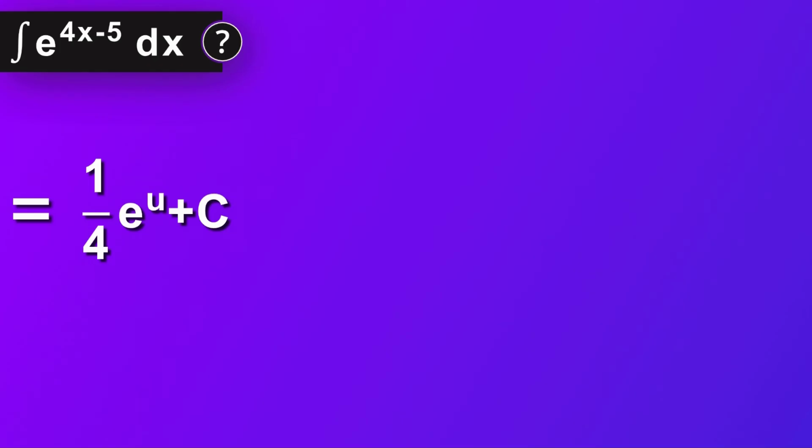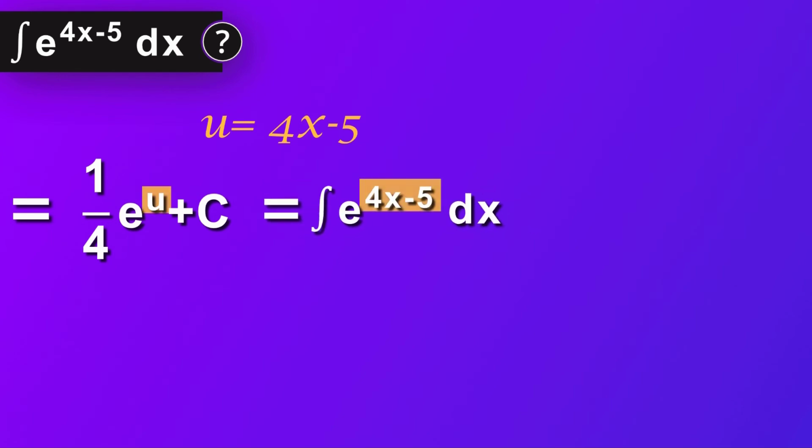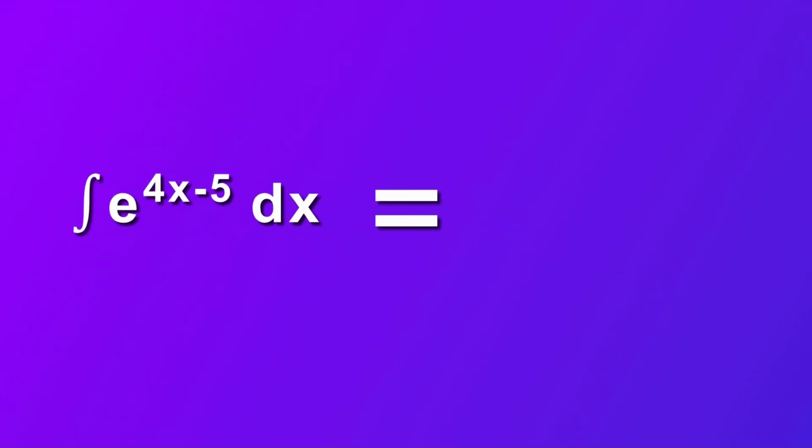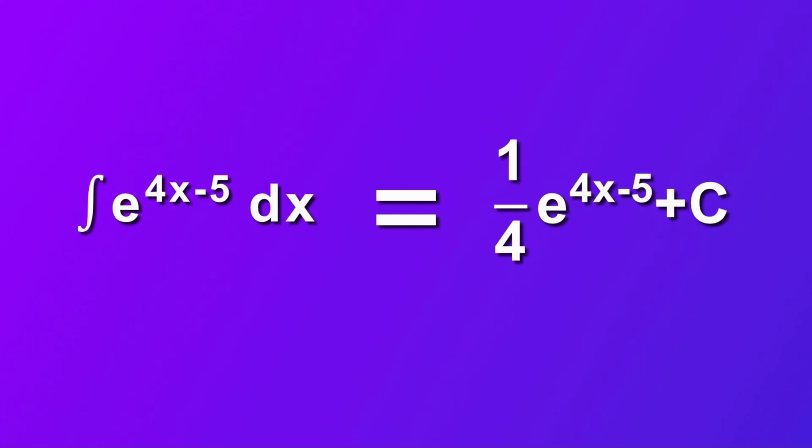We have to come back to our problem, and it was formulated using variable x. We used u substitution, and now we have to come back to x. So instead of u, we now insert 4x minus 5. We've got 1/4 e raised to 4x minus 5 plus constant c as a result of our problem. Finally, the indefinite integral of e raised to 4x minus 5 by dx is equal to 1/4 e raised to 4x minus 5 plus constant c.